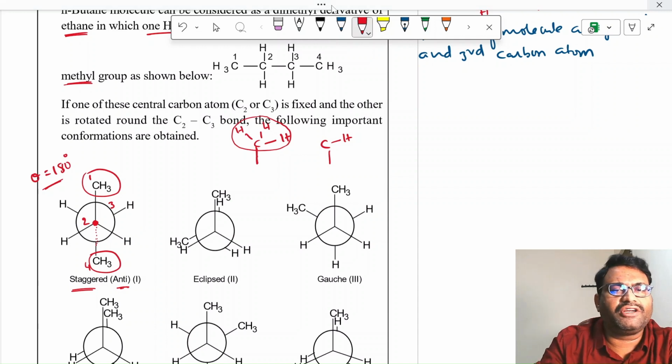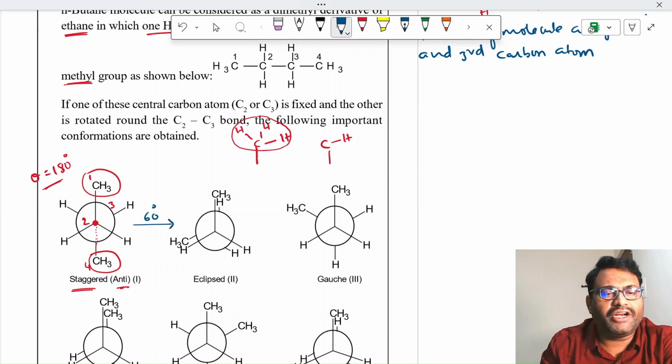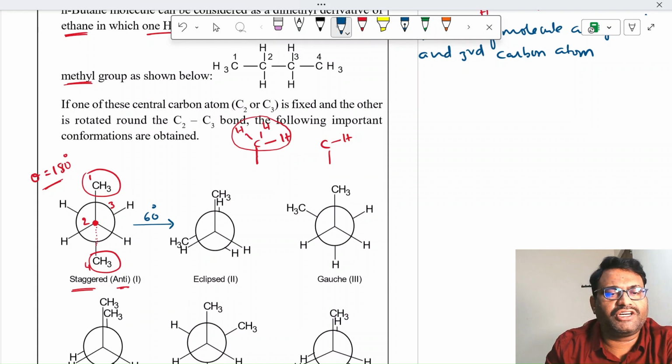Now what are we doing? We are rotating this molecule through 60 degrees. On rotating through 60 degrees, what happens here? This is the first carbon atom, this is the second carbon atom, this circle is the third carbon atom, and here is the fourth carbon atom. Now CH3 and H got eclipsed. CH3 and H eclipsed, H and H eclipsed.